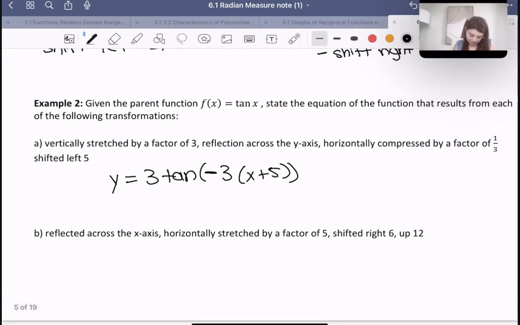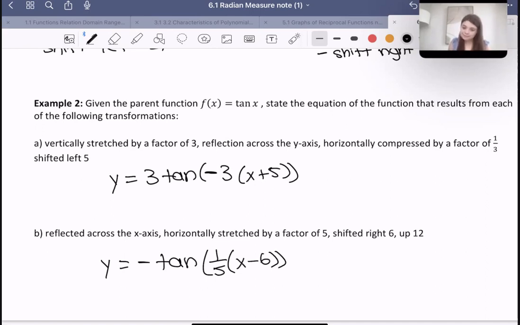Okay, let's move on to example B. How would this be for reflected across the x-axis? Well, we would have a negative sign for reflected across the x-axis. Then it says horizontally stretched by 5, so we write tan, and then a fifth. And then it's shifted right by 6, like that. And then we would add 12, right? Because we're going to go up 12. Very good. Very, very good. And yeah, that is that.